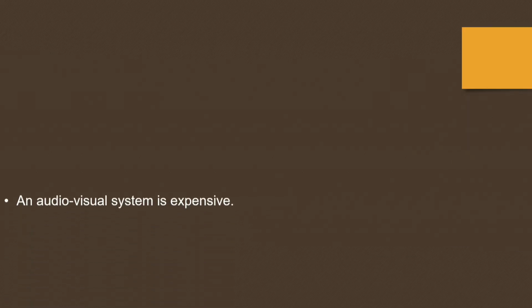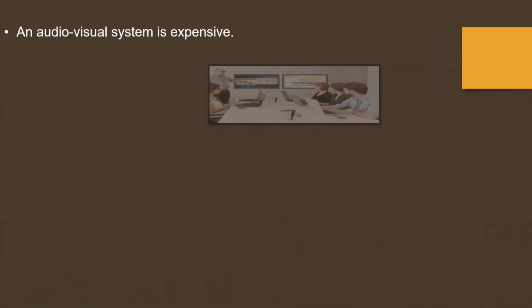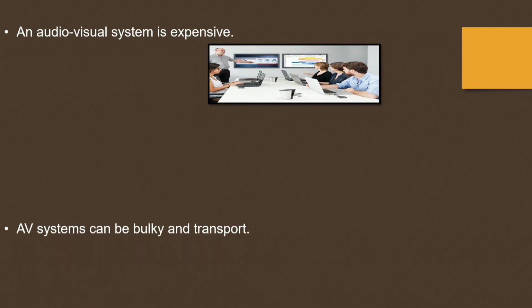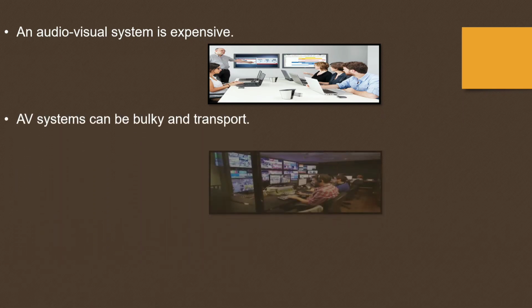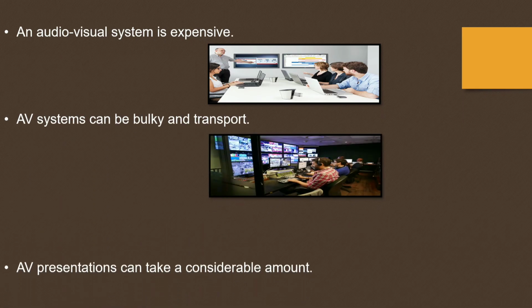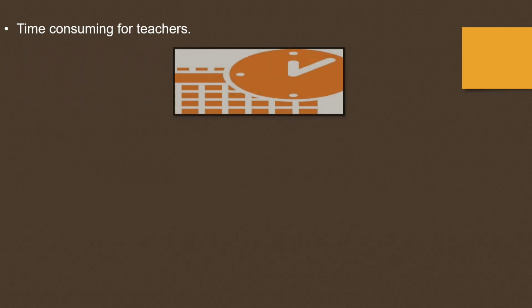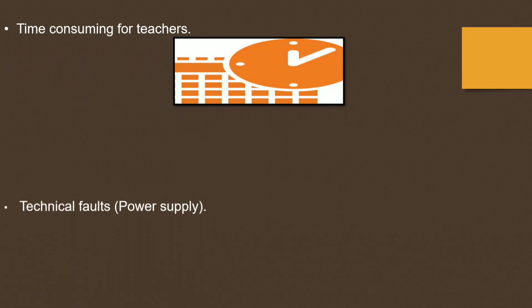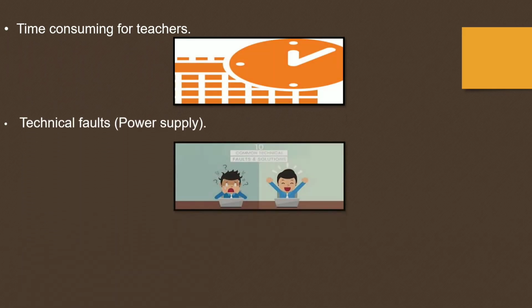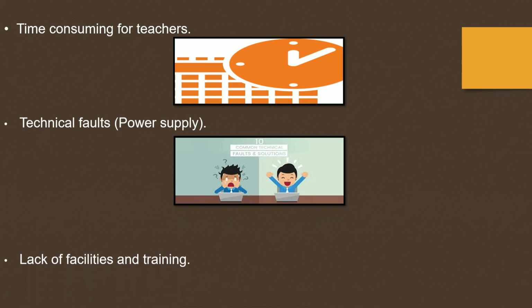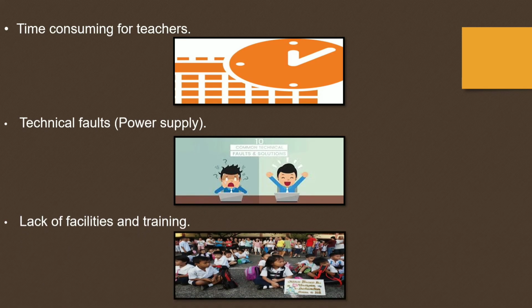What are the disadvantages of using audiovisual materials in teaching? First is an audiovisual system is expensive. Second, an audiovisual system can be bulky and hard to transport. Audiovisual presentation is time-consuming for teachers. Technical faults, especially in the power supply. And lastly, lack of facilities.